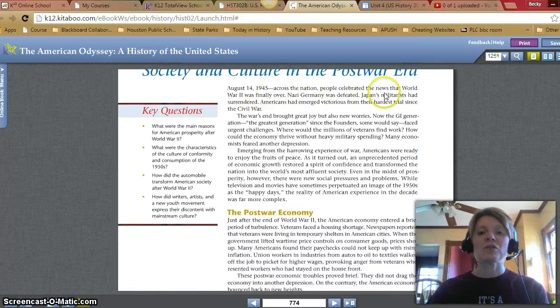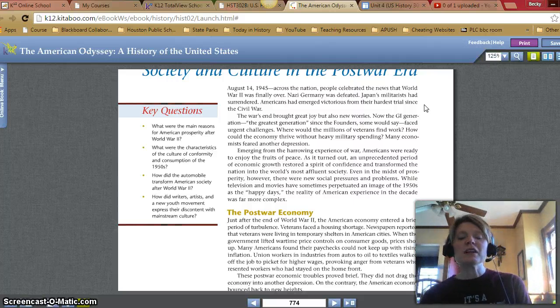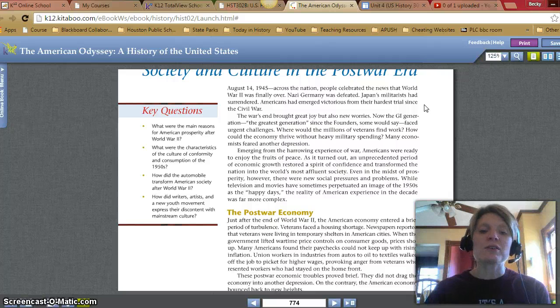August 14, 1945. Across the nation, people celebrated the news that World War II was finally over. Nazi Germany was defeated. Japan's militarists had surrendered. Americans had emerged victorious from their hardest trial since the Civil War. The war's end brought great joy, but also new worries. Now the GI generation, the greatest generation since the founders, some would say, faced urgent challenges.